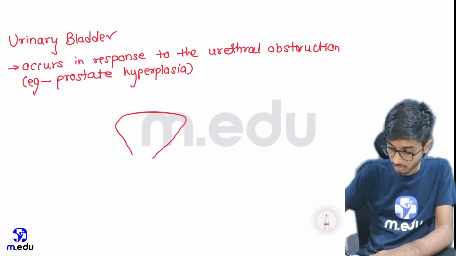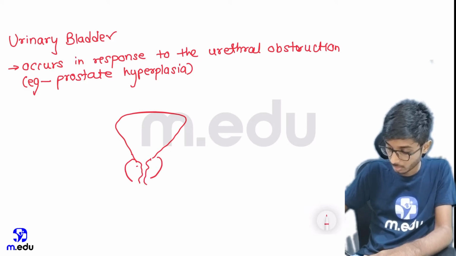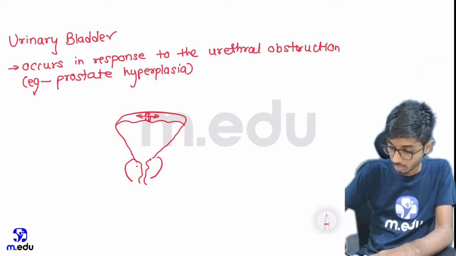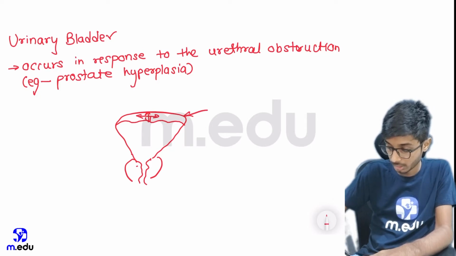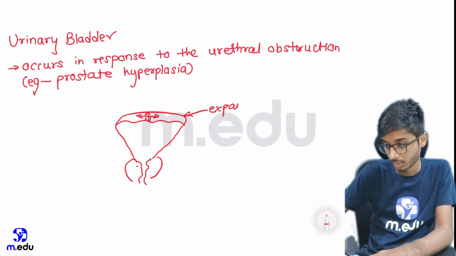So let's consider this as the urinary bladder. Consider a prostate to be here and it has somehow obstructed it. So what happens is that more urine gets accumulated over time. This causes the urinary bladder to expand more and thus results in hypertrophy.